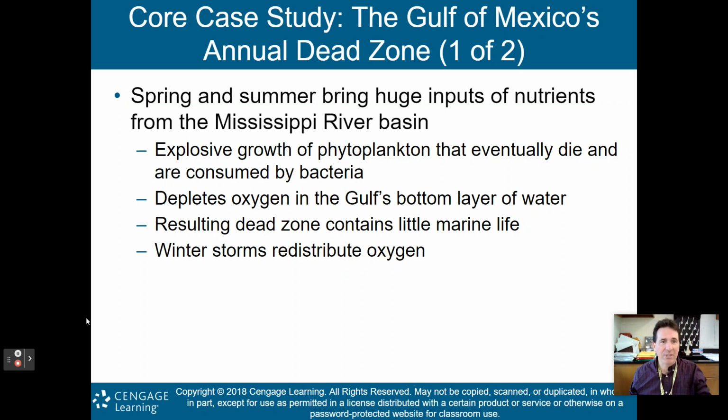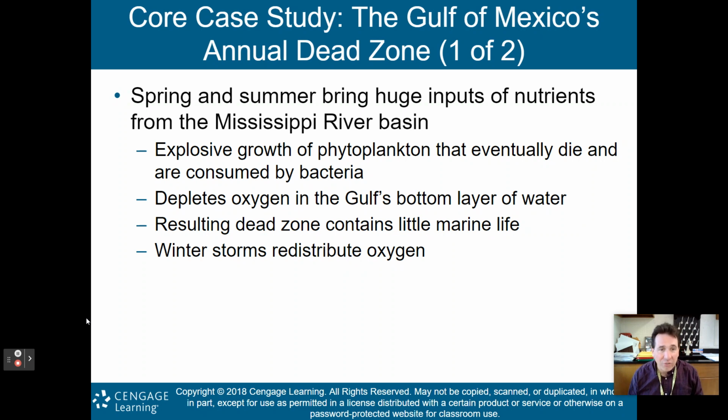So what happens is you have explosive growth of phytoplankton that eventually die and are consumed by bacteria. So basically all these nutrients rush down the Mississippi River, right, from all the farms that are out in the Midwest and in the Central Plain states. So all those nutrients flow into the Gulf of Mexico, which causes phytoplankton to grow. They love those nutrients, right? They have an explosive growth. Well, they eventually die, and bacteria, consumers, come in to basically decompose those phytoplankton.